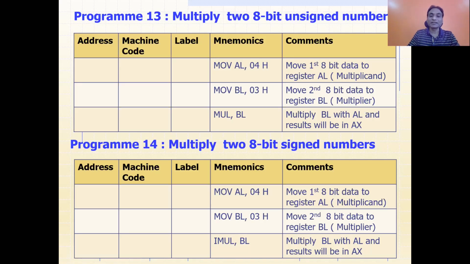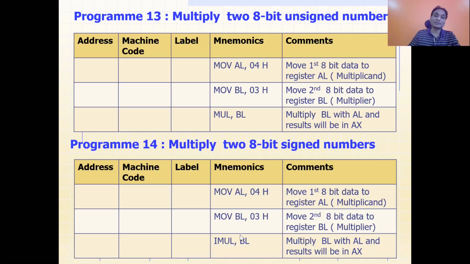Next program would be to multiply two 8-bit signed numbers. So this was for unsigned numbers, and this is going to be for signed numbers. So what would be the difference? The difference would be, you can see, instead of MUL BL, it is going to be IMUL BL. That is the only difference. IMUL BL is going to take care of multiplication of two signed numbers.